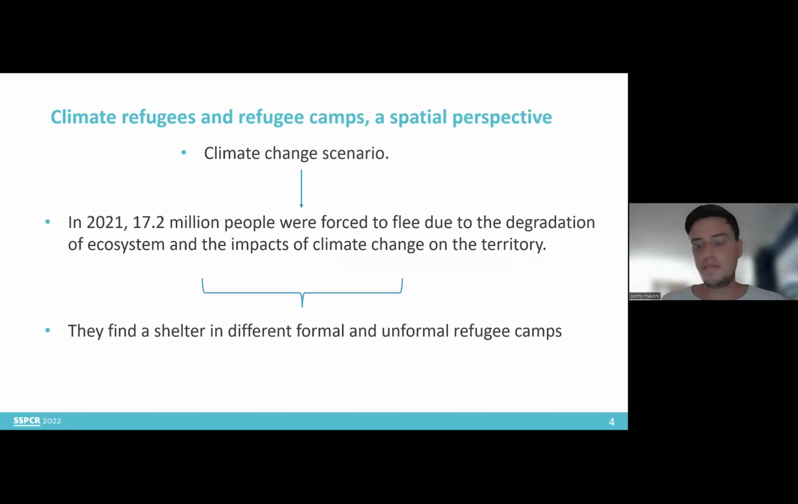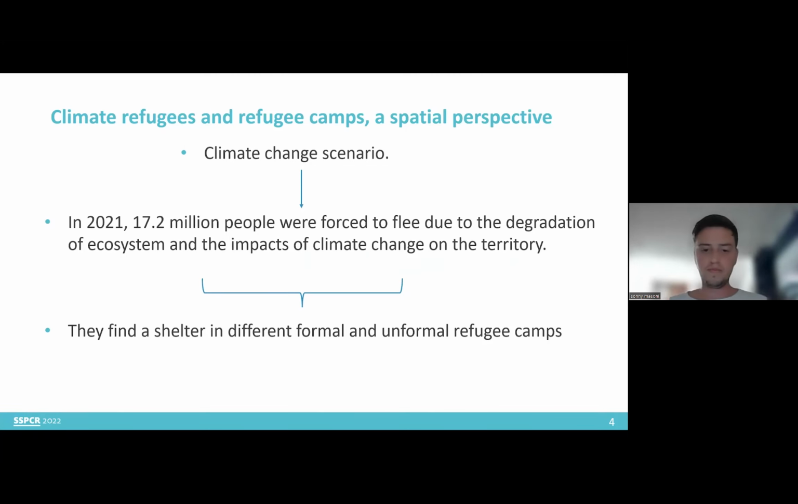So it's important to us to give a special perspective on the two topics that we are going to discuss in this presentation, the climate refugees and the refugee camps, because we have a climate changing scenario on top that has seen only in 2021, 17.2 million people forced to flee due to the displacement of the ecosystem and the impacts of the climate change on their territory. And the consequence of this climate change scenario and of this forced displacement is that they find a shelter in different formal and informal refugee camps around the globe.